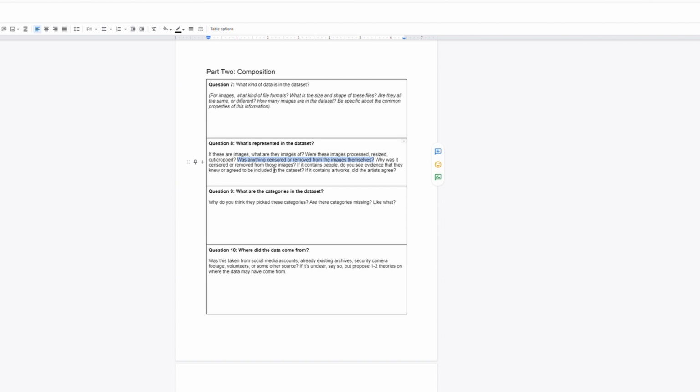If it contains people, do you see evidence that they knew or agreed to be included in the data set? We'll talk about this one in a minute. We'll come back to this one. And if it contains artworks, did the artists agree? We'll talk about this one a little bit. If you look at things like the Wikidata art data set, a lot of those artists are no longer living. A lot of that artwork is in the public domain. And so the question of whether they agree is not legally relevant, though you may be interested in that anyway.